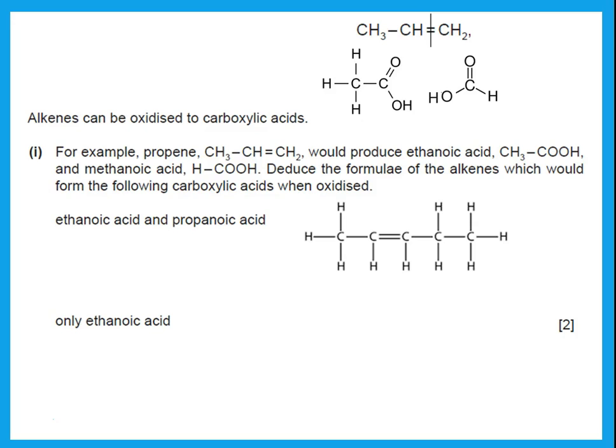Okay, what if I want something that when I break the double bond, I get only ethanoic acid? That must mean that the double bond is in the middle, and on both sides of the double bond, you have only 2 carbons in order to form ethanoic acid on both sides. Do you get the idea?